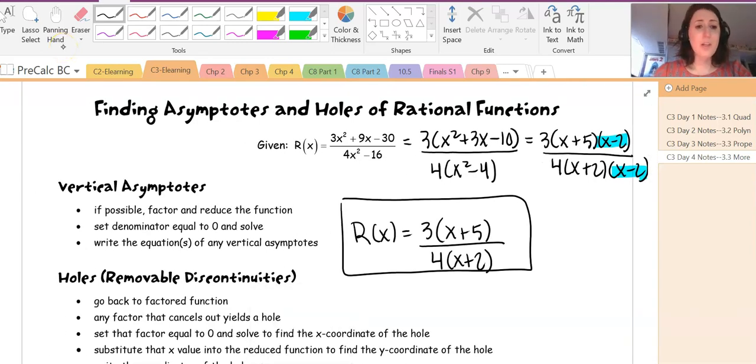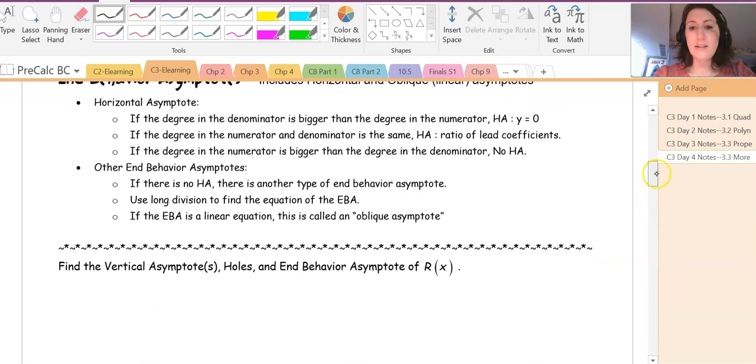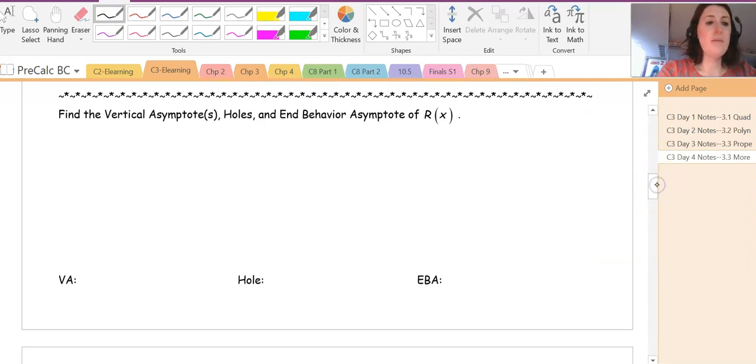attributes of it. All right, so vertical asymptotes. To find a vertical asymptote, if possible, we're going to factor and reduce the function. Okay, we did that. You're going to set your denominator equal to 0 and then solve. Okay, cool. So here's our denominator. We're going to set it equal to 0 and solve, and then write the equations of any vertical asymptotes. Okay, so let's do that down here. And actually, let's rewrite our r of x as well. It was 3 over 4, x plus 5, x plus 2.